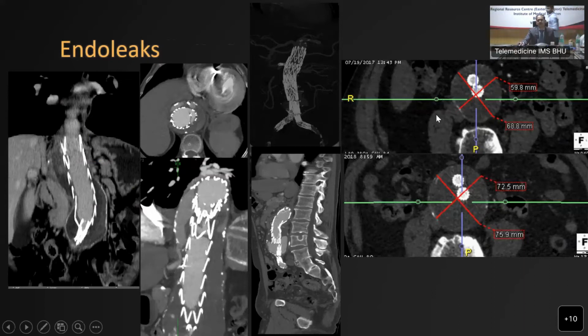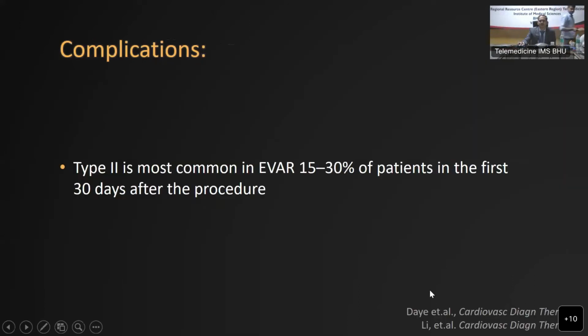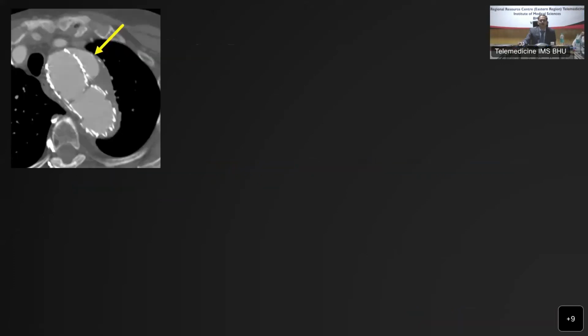And here is a case of endotension, where we didn't see the leak, but on 2 follow-up scans, the size went up from about 6.9 to almost 7.6 centimeters. So this is a case of endotension. As I mentioned before, type 2 endoleak is the most common type of endoleak.